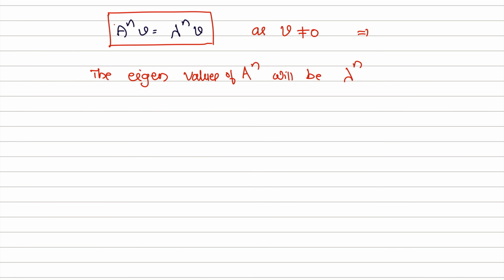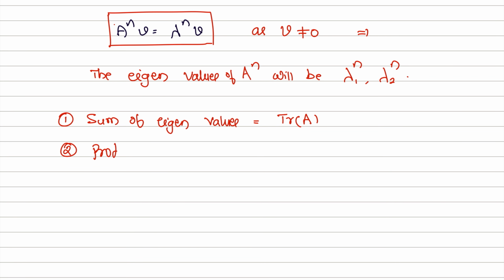lambda 1 to the power of n and lambda 2 to the power of n. That means in overall sense what we have proved in this lecture is, 1. Sum of eigenvalues is equal to trace of matrix A.